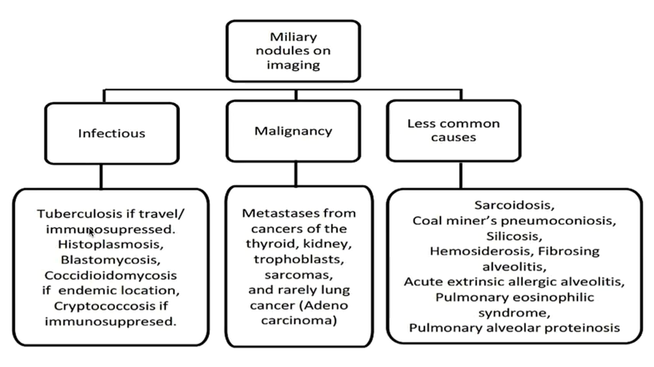So mostly tuberculosis, but even histoplasmosis, blastomycosis, coccidioidomycosis can also give rise to miliary nodules. Metastasis from various sorts of malignancies can also give rise to such shadows, and even diseases like sarcoidosis, silicosis, hemosiderosis can also. You can take a screenshot of this because this is a very commonly asked question whenever you are shown an X-ray of miliary TB.